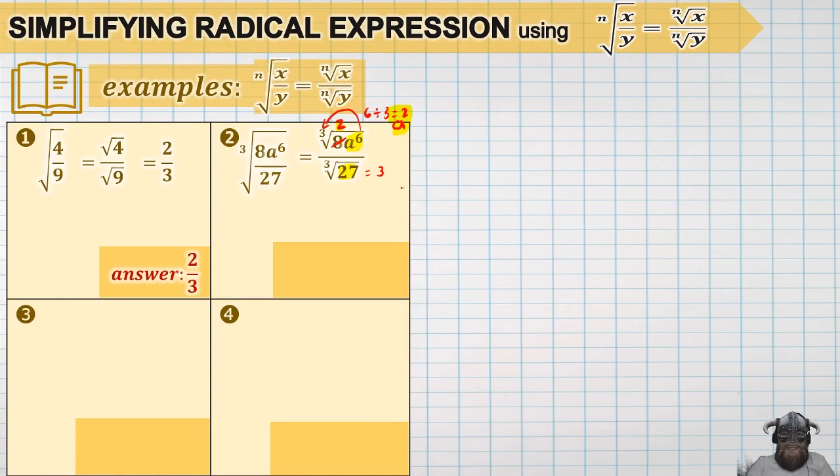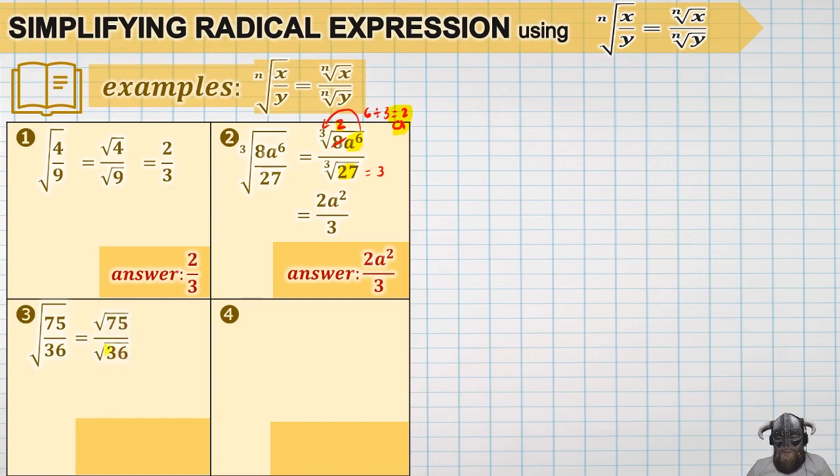So, our final answer will now be, yan, 2a squared all over 3. Yan ang ating final answer. Okay, so as we proceed, let's have number 3. The given is the square root of 75 over 36. Once again, using the quotient law of radicals, we can make it as square root of 75 over square root of 36. So, kung titingnan mo dito, si 36 ay perfect square.